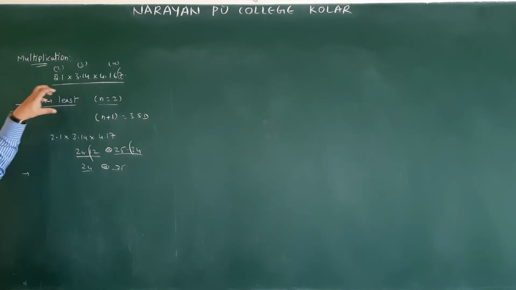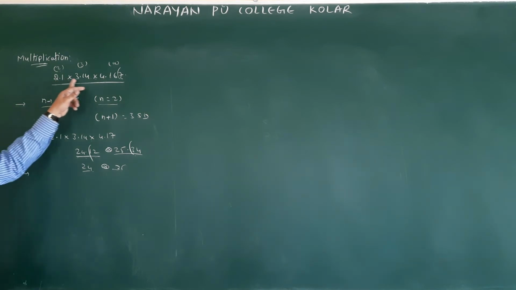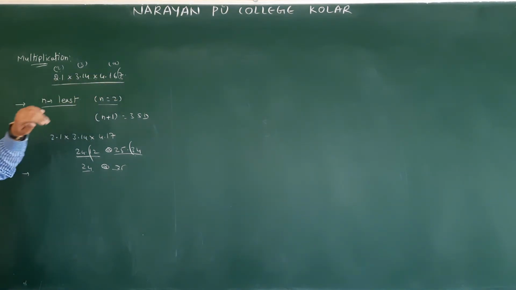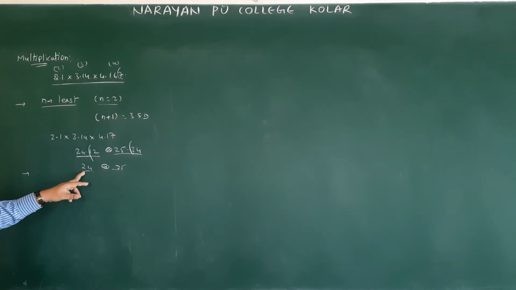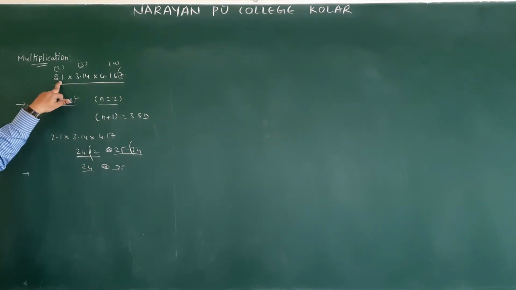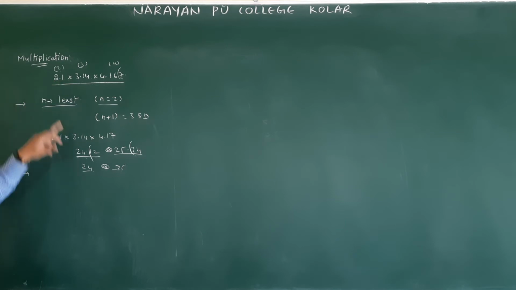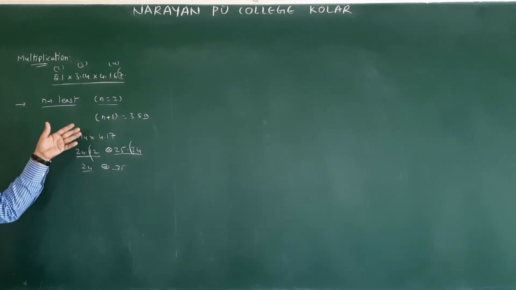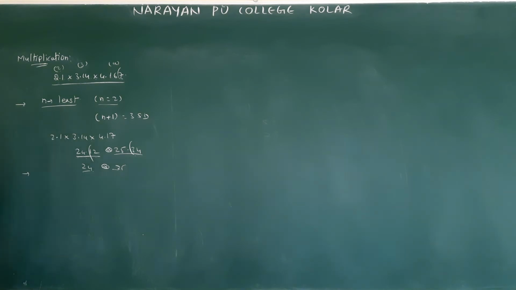Understood? Some people will do it directly. Directly means they will multiply this into this into this, and the final answer they do in terms of the least number of significant digits. In this case, 2 significant digits, so the final answer also should have two significant digits. You will get almost the same answer with both methods.